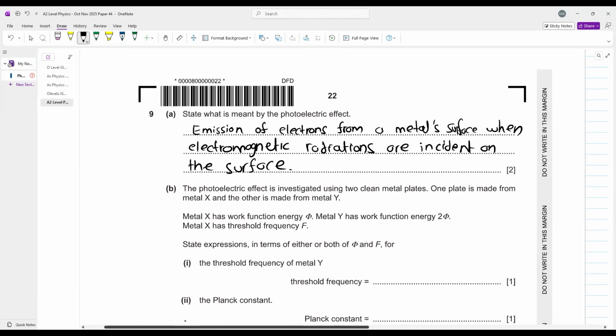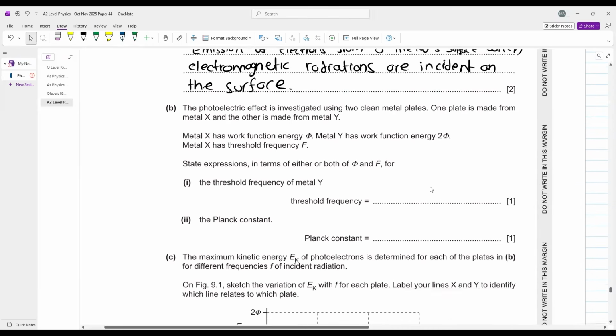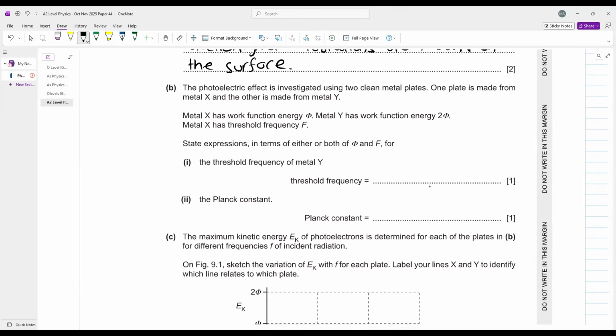The photoelectric effect is investigated using two clean metal plates. One plate is made from metal X and the other is made from metal Y. Metal X has a work function of phi. Metal Y has a work function of 2 phi. Metal X has a threshold frequency of F.